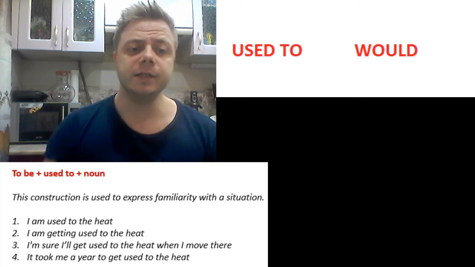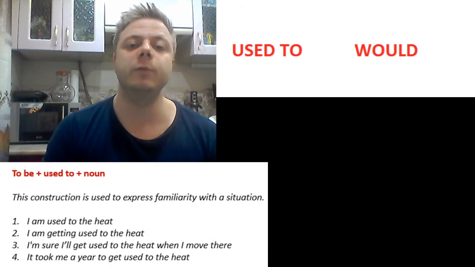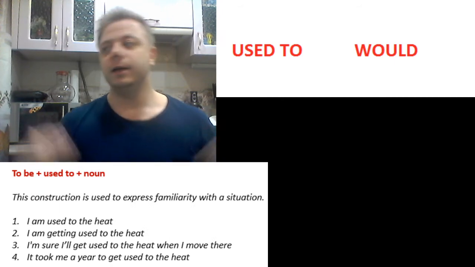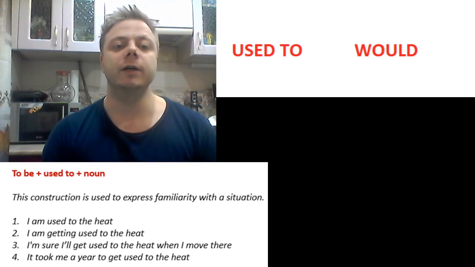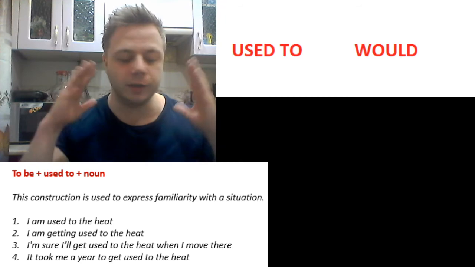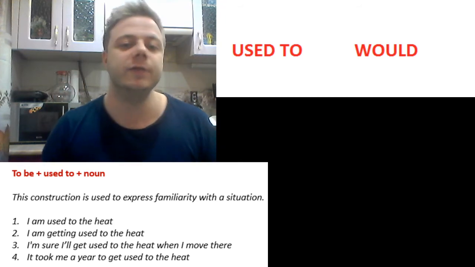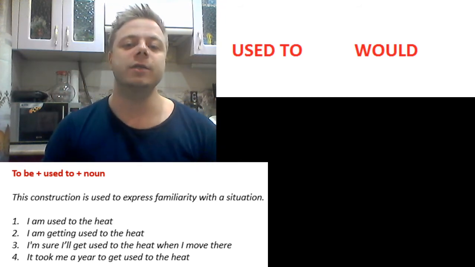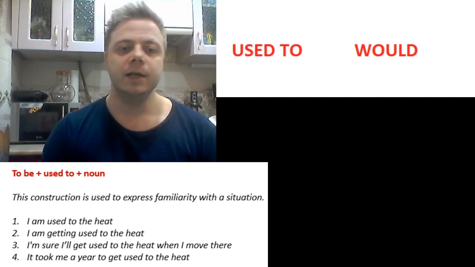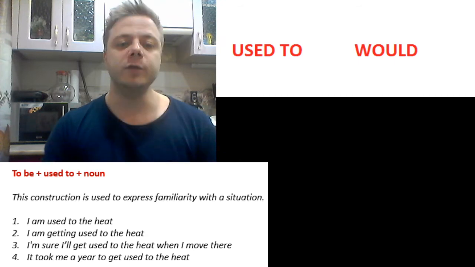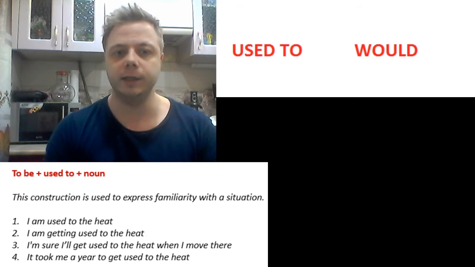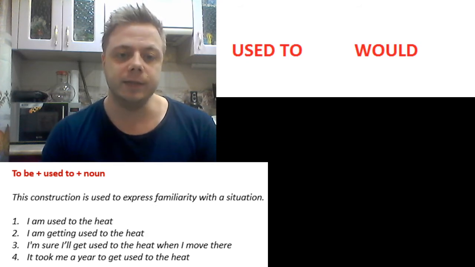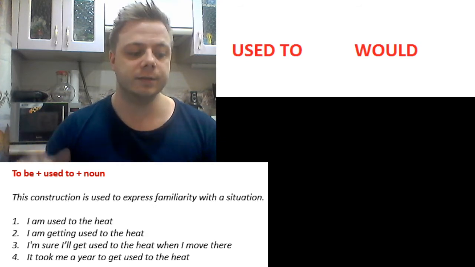Here, this construction is used to express familiarity with a situation. Again, take this example with living in Africa. Imagine you live in Africa and your friends are coming to visit you, and they ask you, well, how can you stand this heat? You say, well, guys, it's fine. I'm used to the heat. When you have just moved to Africa and someone's asking you, so how do you deal with the weather? It's so hot here. You say, well, I'm getting used to the heat, meaning I'm going through this process.